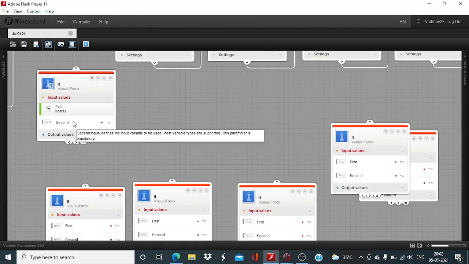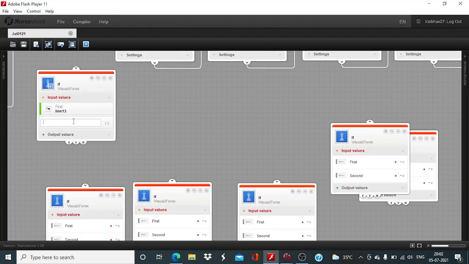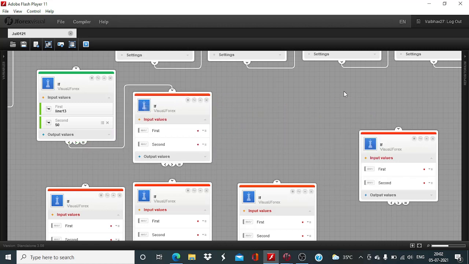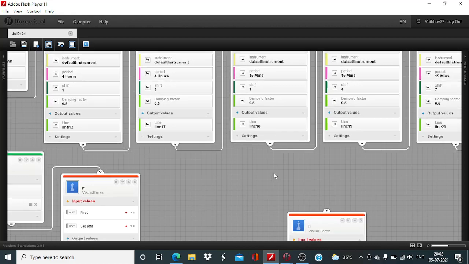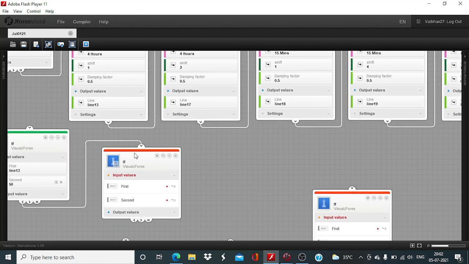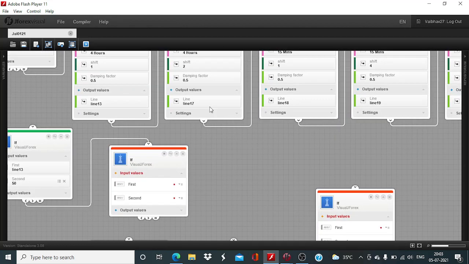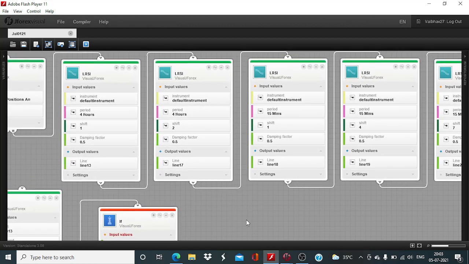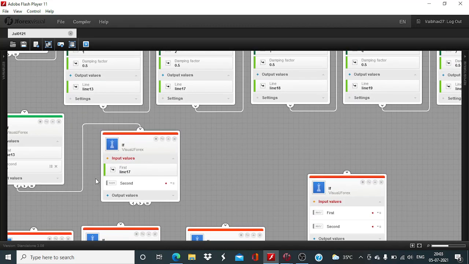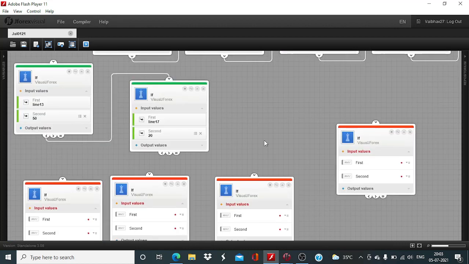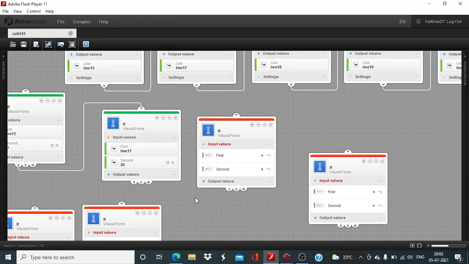Okay, and for that I will take 50 as the second input, and this needs to be less. First input less than second input. All right. This is the penultimate 4 hourly candle output for LRSI, and this one should have its value above 20. First input greater than second input.